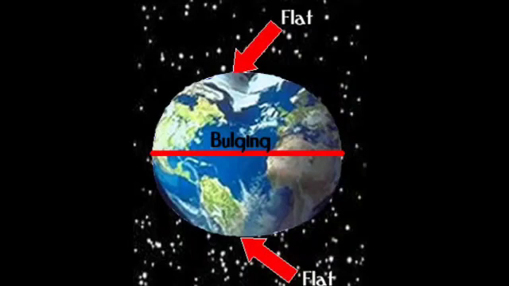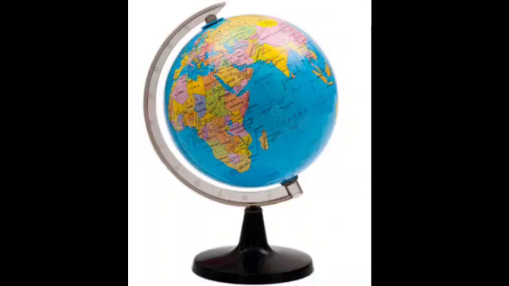What is the earth made up of? It is made up of land and water. A model of the earth is called a globe. The blue part shows water and the rest is land. Water covers most of the earth, so it is called the blue planet. Land covers only a small part of the earth.